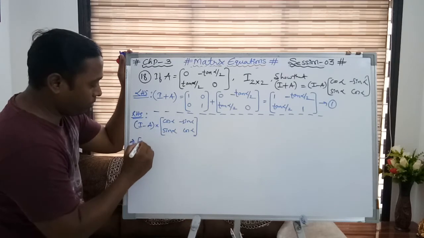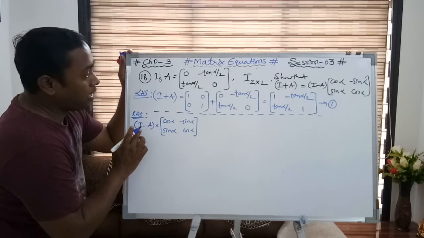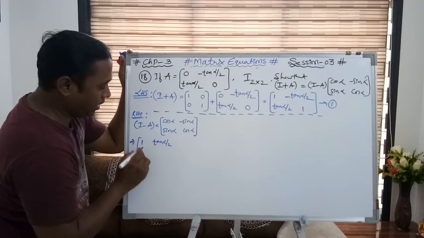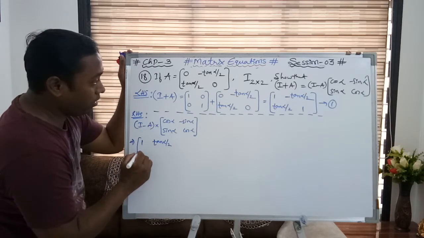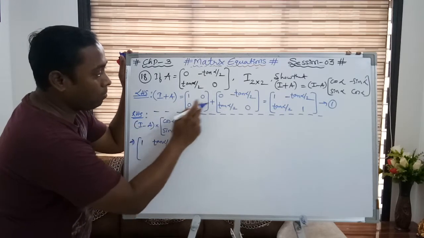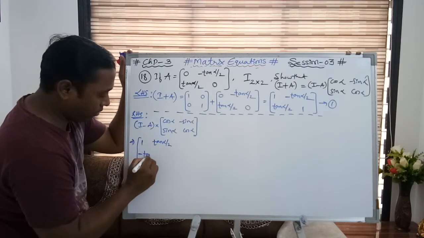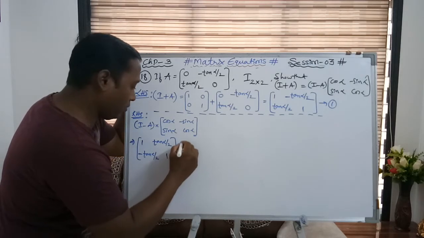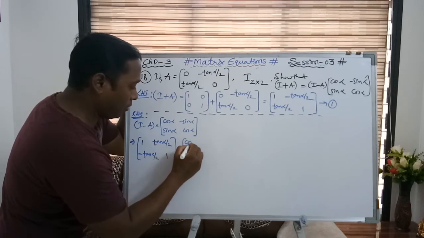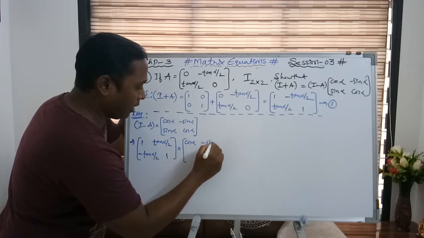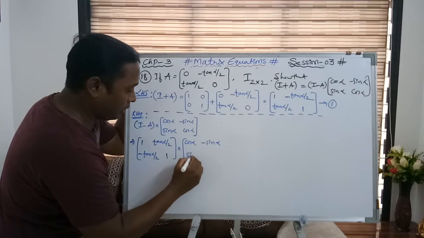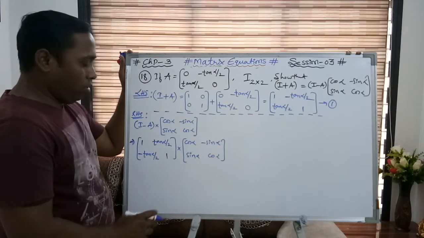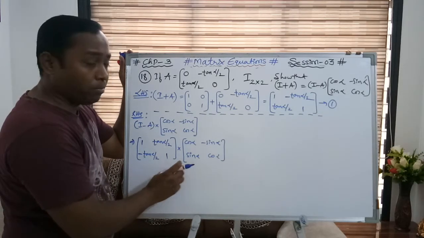1 minus 0 will be 1, right? And 0 minus minus means tan alpha by 2, right? And similarly it will be 0 minus tan, so minus tan alpha by 2 and 1. This is multiplied by cos alpha minus sin alpha, sin alpha cos alpha. So now we are left with multiplication.